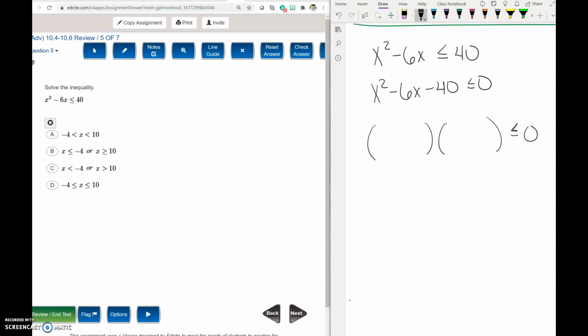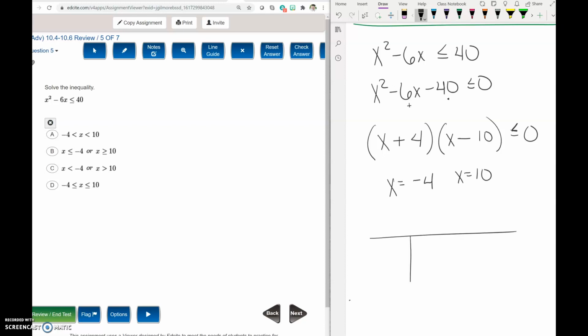We want 2 numbers that multiply to give us -40 and add up to 6. And honestly, the answer choices are going to help you out quite a bit. It's going to be 4 and 10. To get -6, the 10 would be negative and the 4 would be positive. So then the solutions, the key points that we need to look at are at -4 and at +10.